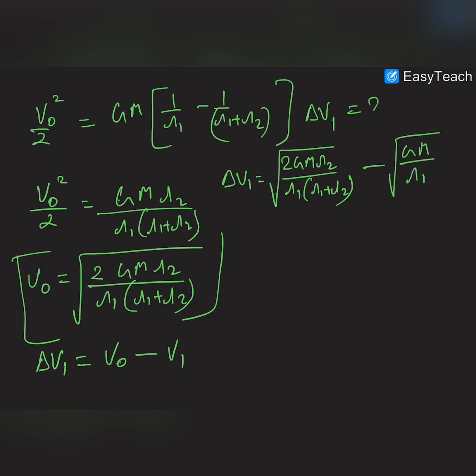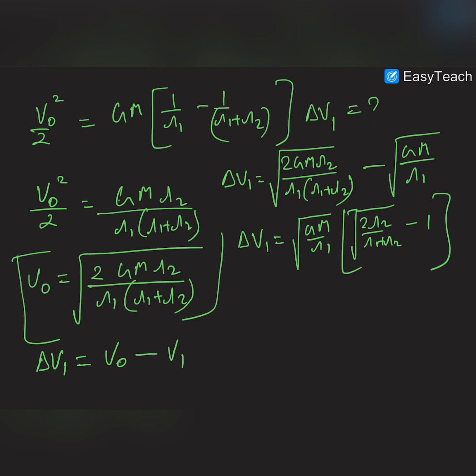So we can take the common term, and we can write it as under root of gm by r1, and inside the bracket it would be under root of 2r2 by r1 plus r2, minus 1. Okay, you can see that. So this is the first impulse which we need to give to the satellite so that it goes into the elliptical orbit.